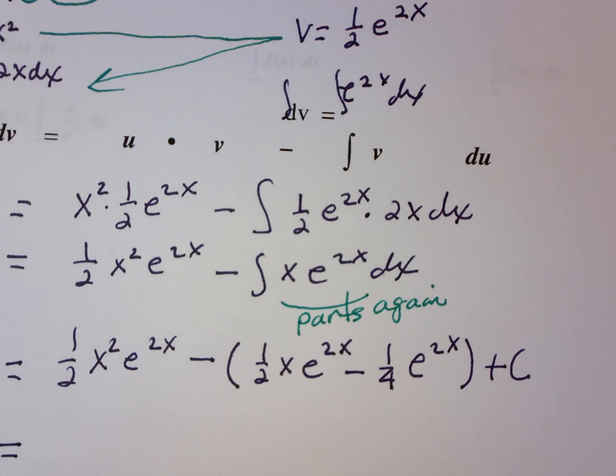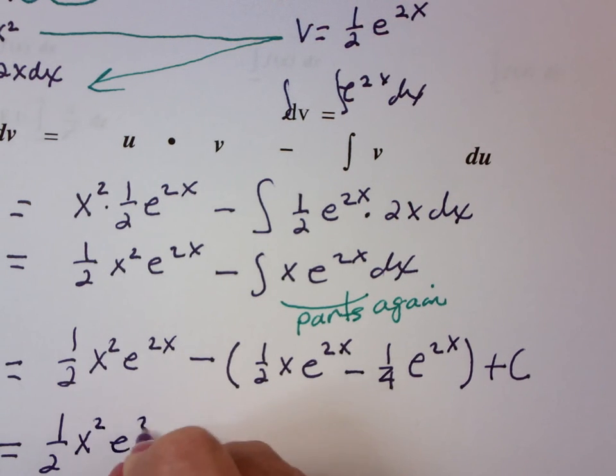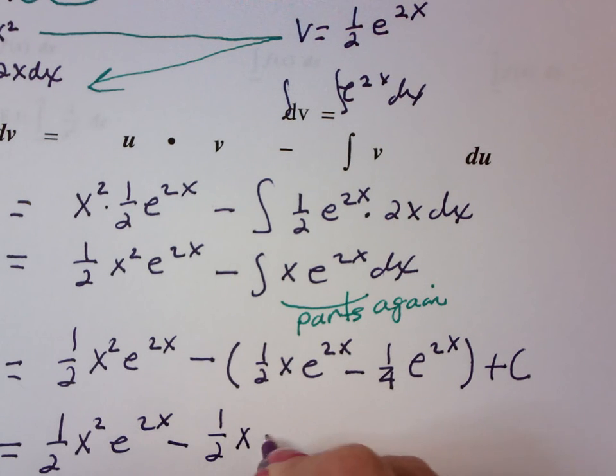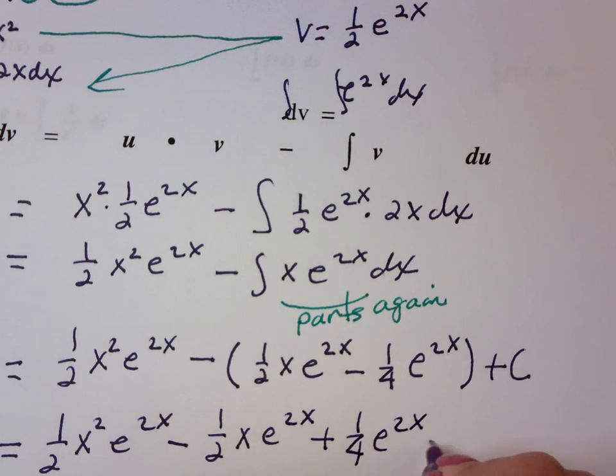At which point is it done? The answer is, I'm not doing anything else with it, so you quit while you're ahead. So 1/2 x squared e to the 2x minus 1/2 x e to the 2x plus 1/4 e to the 2x plus c.